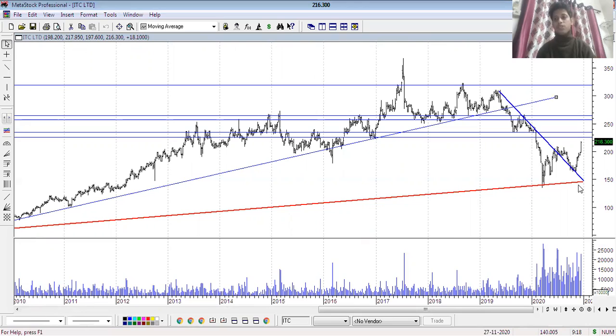Very short term is 225 to 234, then 260 to 270 levels is next. 257 to 264 levels is the next resistance level, and then 300 levels for ITC as the target for the next couple of months.